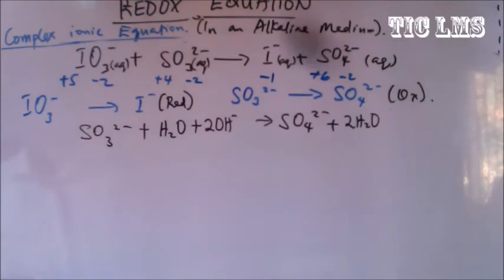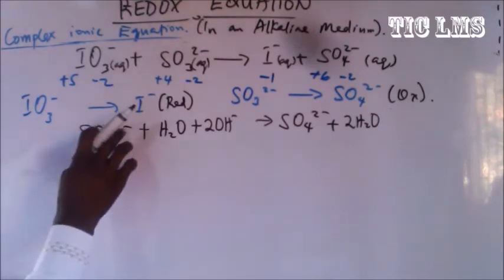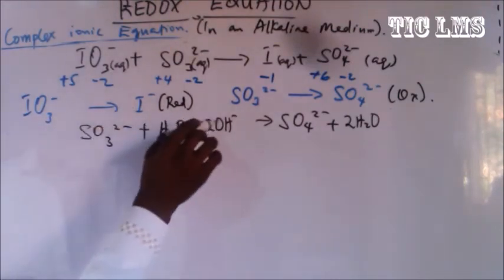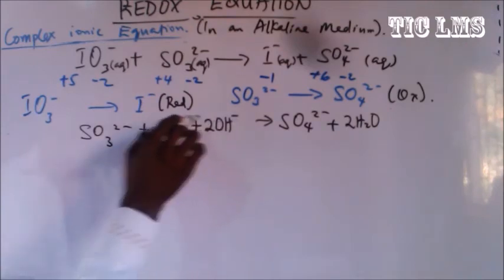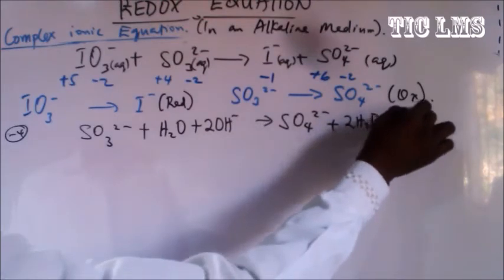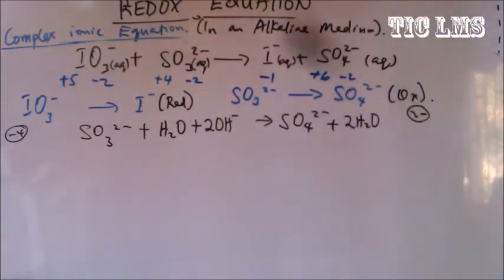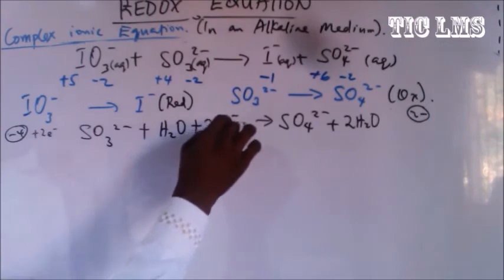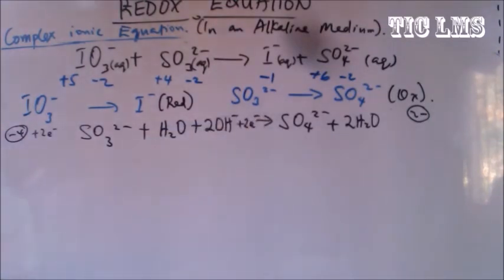Next, we need to balance the ions. We have 2 minus here, and we have 2 OH minus, that's 2 minus and 2 minus, that's -4. And for this, we have just 2 minus on the product side. So to balance it, what we need to do is add 2 electrons on this side. So when we add 2 electrons here, that will balance the oxidation equation.